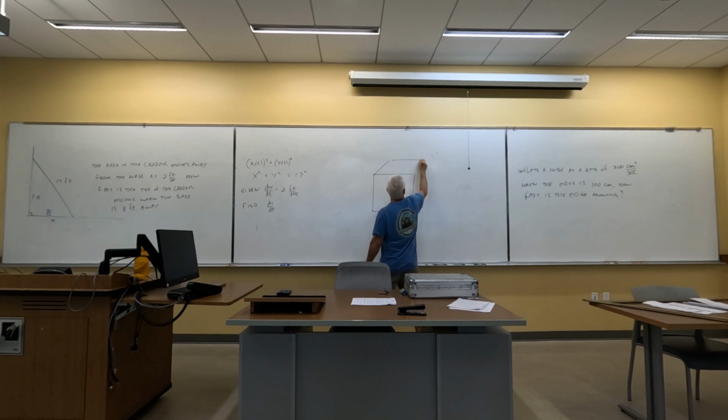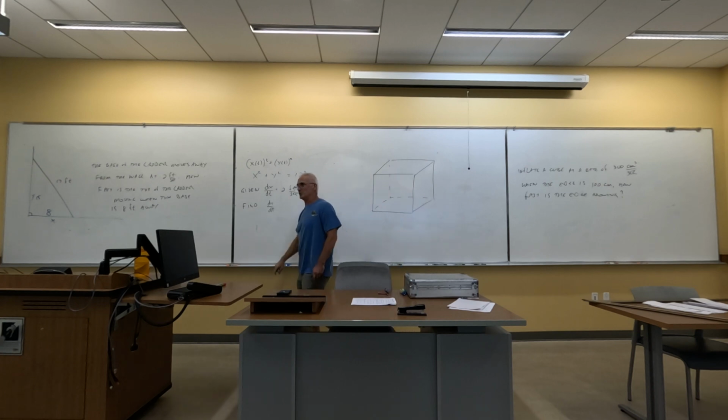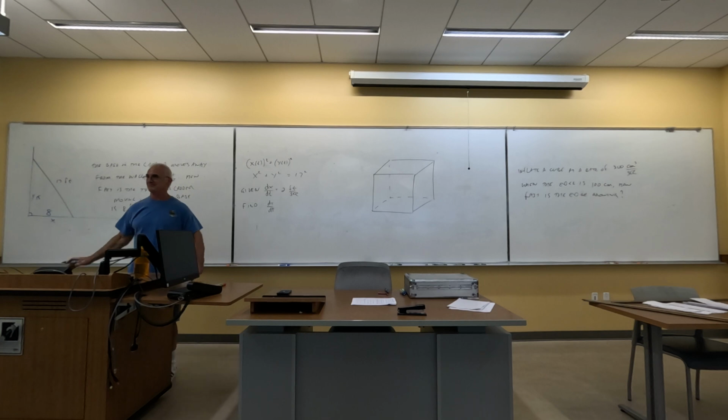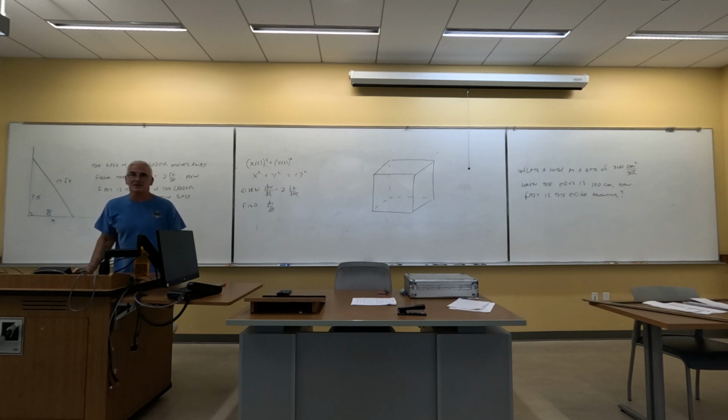In Calc 1 and Calc 2, strangely enough, the only geometric shapes we really ever use are squares, cubes, circles, and spheres. Those are the only ones we ever use, because they're the only geometric shapes in 2 and 3 dimensions that have only one variable. The circle and the sphere have only the radius, the square and the cube have only the length of the edge. We can't do other shapes right now because that requires more than one independent variable.